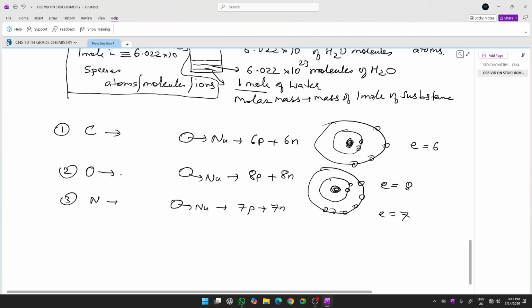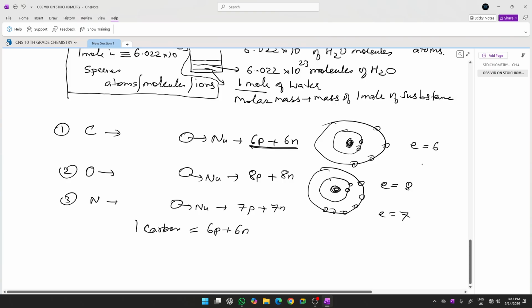Okay, so carbon, oxygen and nitrogen, all 3 are elements. These are single atoms. So if you take one atom of carbon, inside the nucleus of that one carbon atom, you will have 6 protons and 6 neutrons. Okay, so the mass of one carbon atom will be equal to the mass of these 6 protons and 6 neutrons.